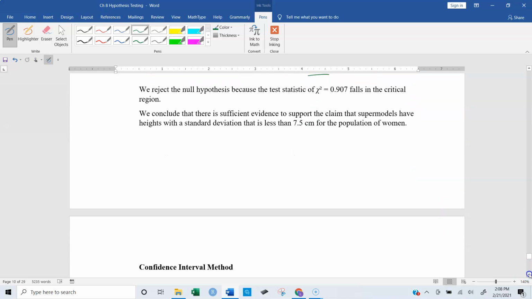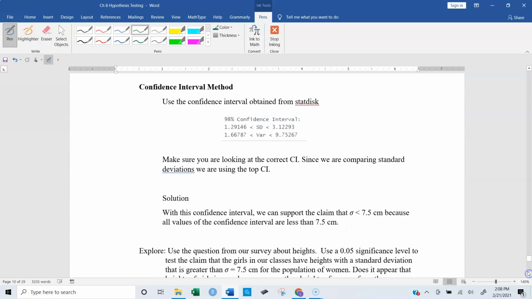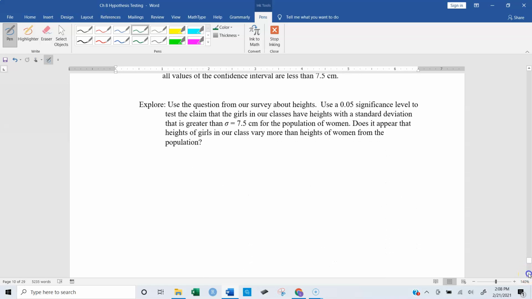You will have to do both, so make sure you get good at those. Last one was the confidence interval. So I'm looking at standard deviation. So we go here. So I am 98% confident, because remember it's a two-tailed test with chi-square, that my standard deviation for supermodels falls between 1.29 and 3.1, which is quite a bit different than it is for a normal population. So again, it is less than 7.5.